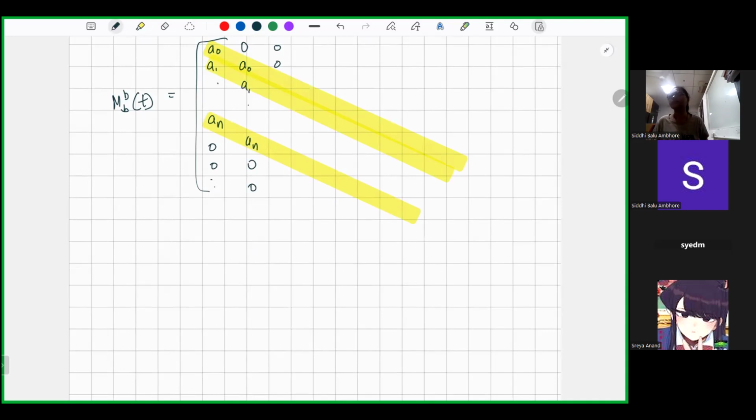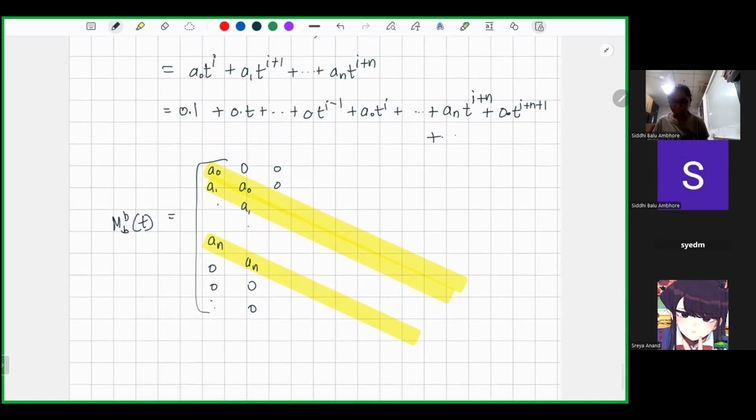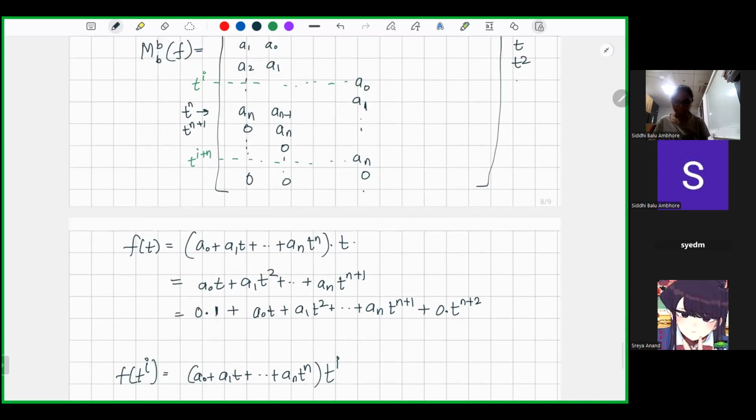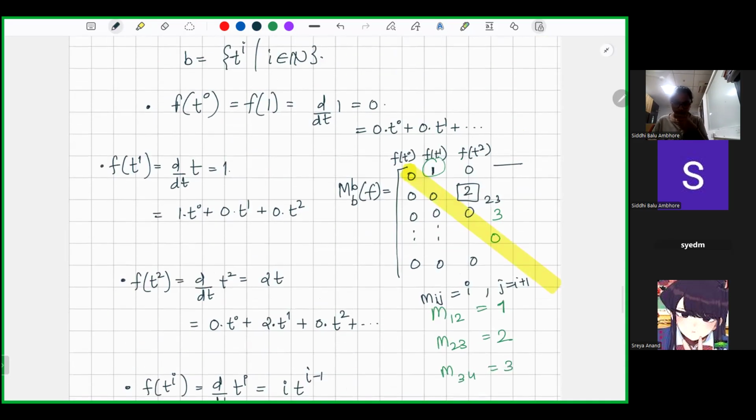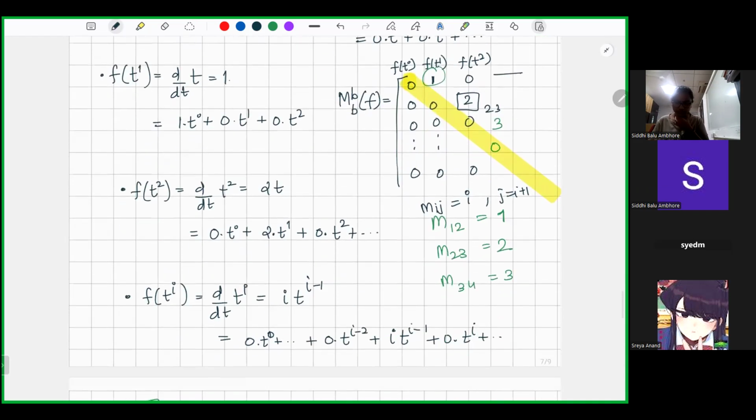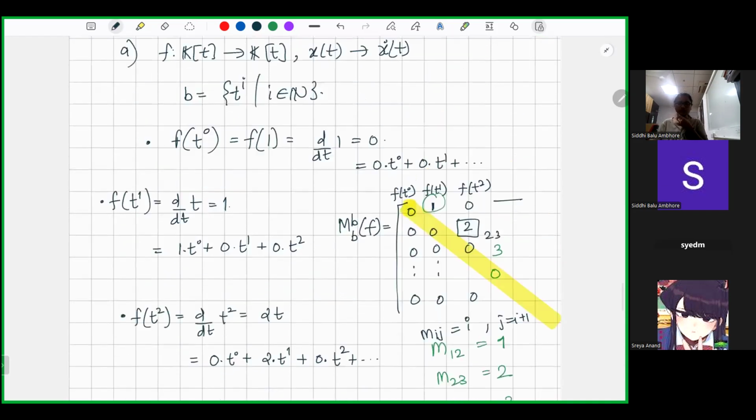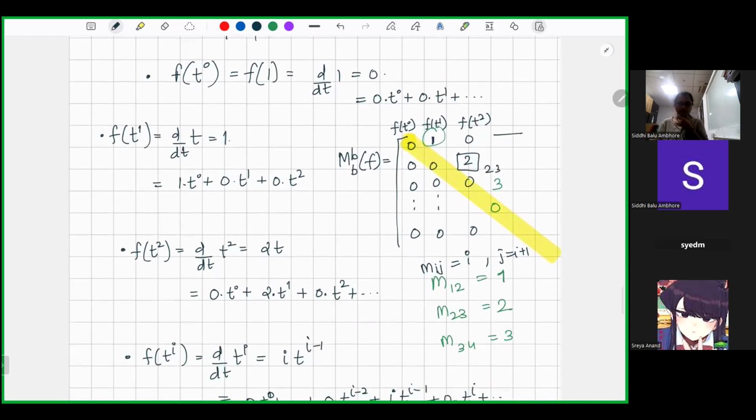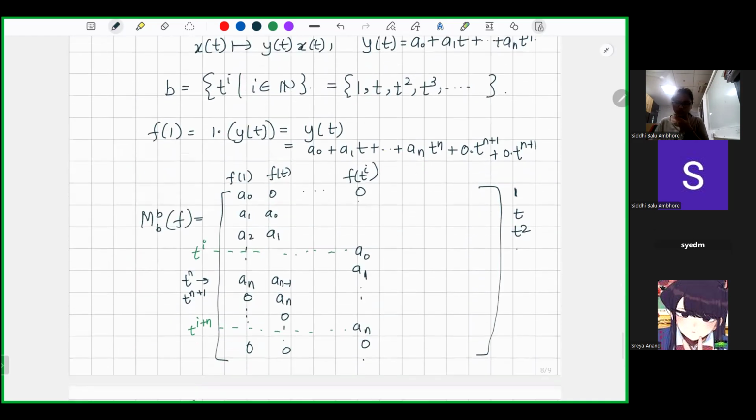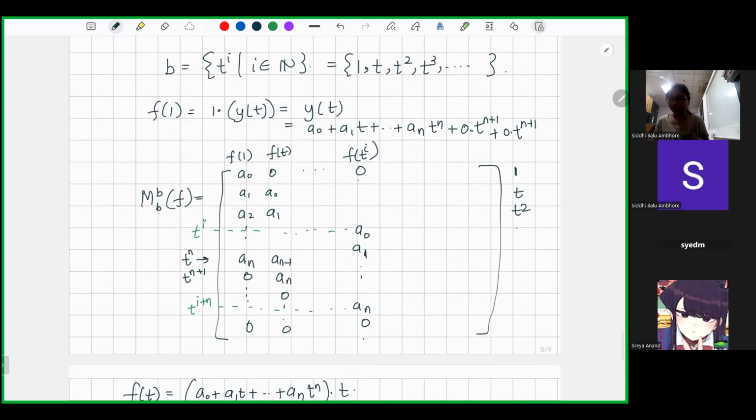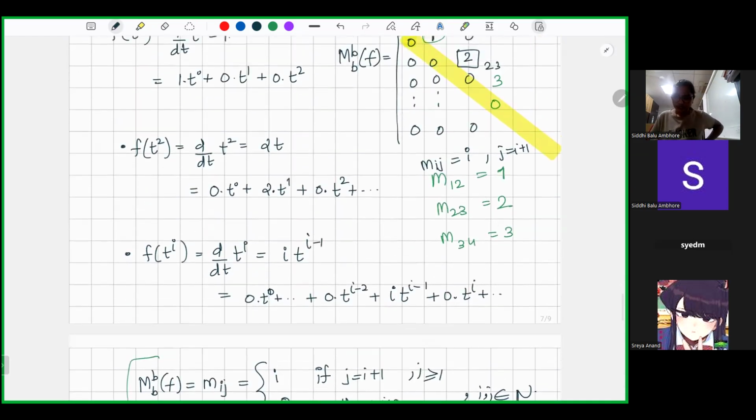Ma'am, yes. Here we are not taking f of 0, f of 1, f of 2 like in the previous question. No, we are doing that. We just use t as a placeholder. I'm not getting you. What are you trying to say here?